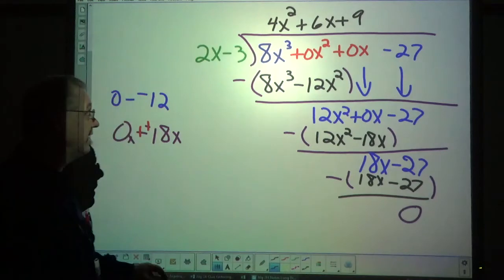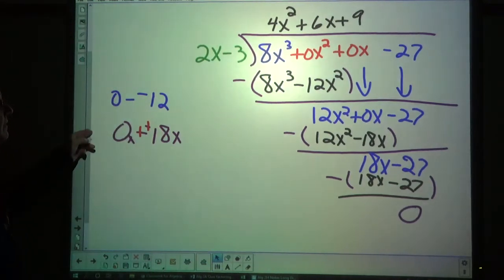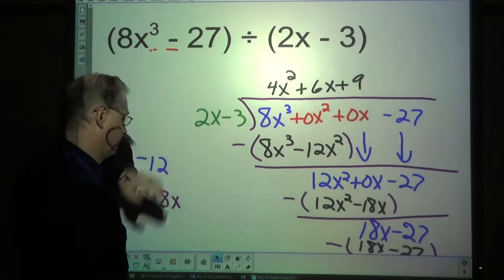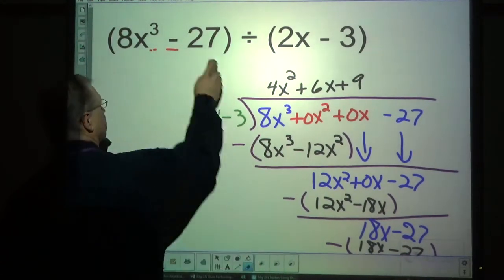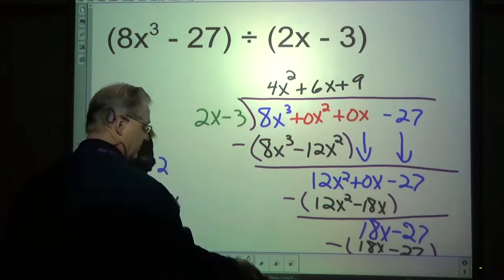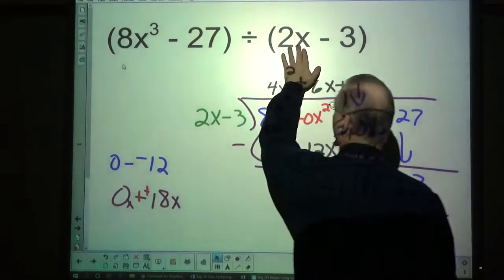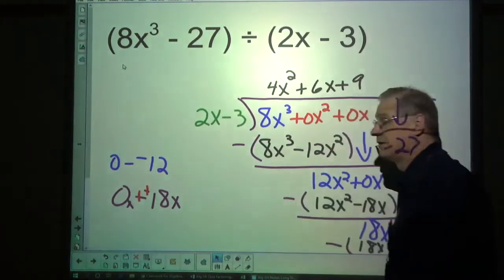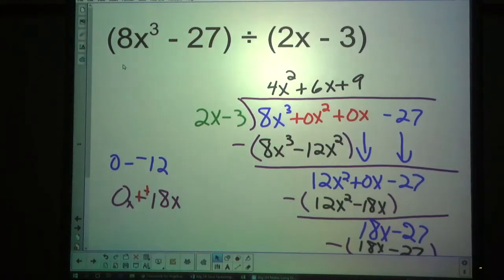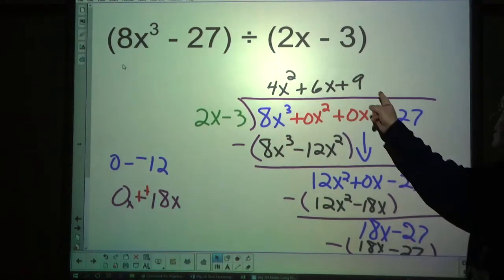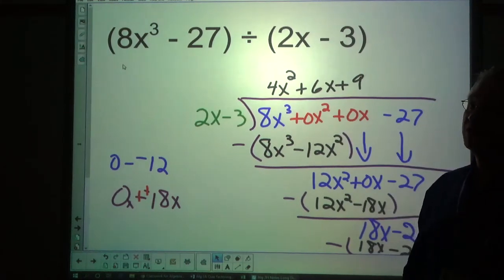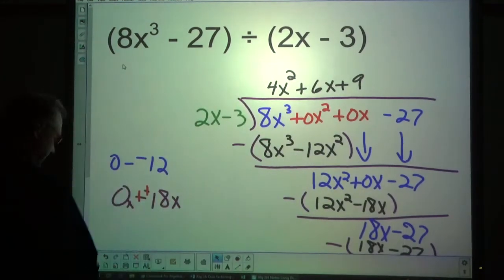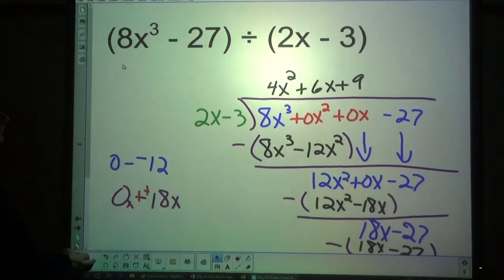Now some of you may have noticed early on that this is difference of cubes. You also may have noticed that 2x cubed gives you 8x to the third, and 3 cubed gives you 27. So that would be the first parenthesis when we factor difference of cubes, and this is the second parenthesis. But you may not have noticed it, and it gets you the same end result. All right, let's take a look at our next example.